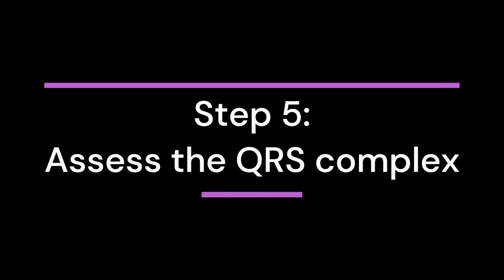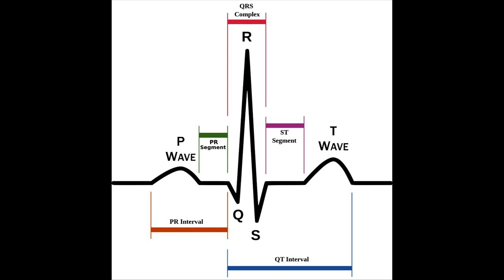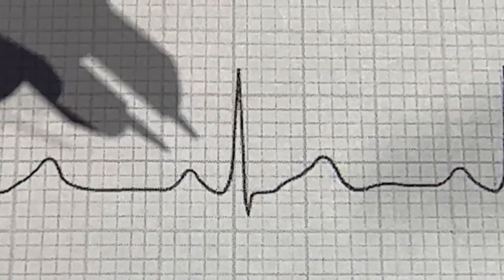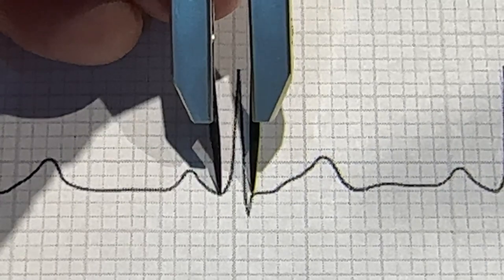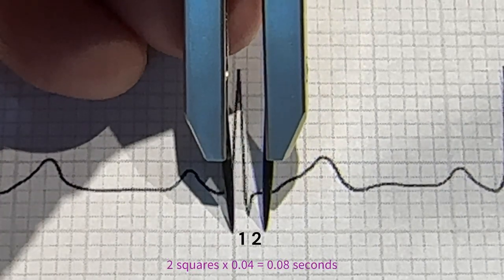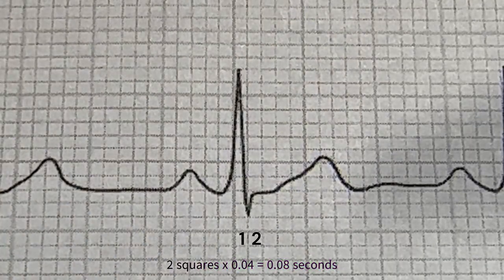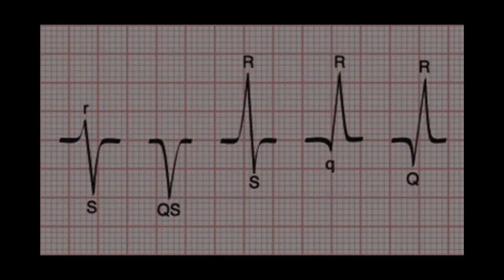Step 5. Assess the QRS complex. To measure the QRS complex, you need to locate the beginning of the Q wave and the end of the S wave. Using an EKG caliper, place one tip of the EKG caliper at the beginning of the Q wave, then place the other end of the EKG caliper at the end of the S wave, also known as the J point. If the QRS complex is missing one of the waves, here's how we measure it.